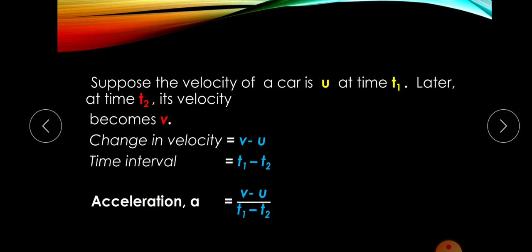Suppose the velocity of a car is u at time t1, and at a later time t2, its velocity is v. Then what will be the change in velocity? Final velocity minus initial velocity. Final velocity is v and initial velocity is u. So we can write change in velocity is equal to v minus u. What is the time interval? Time interval will be t2 minus t1. And acceleration a is equal to v minus u divided by t2 minus t1. Since there is no negative time, we can write it as t1 minus t2 or t2 minus t1.